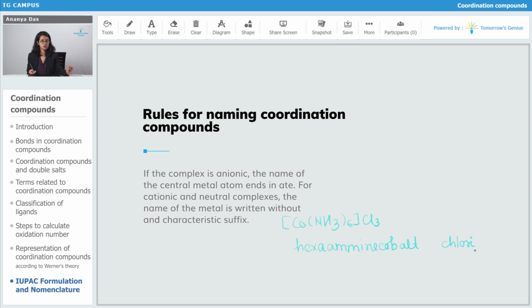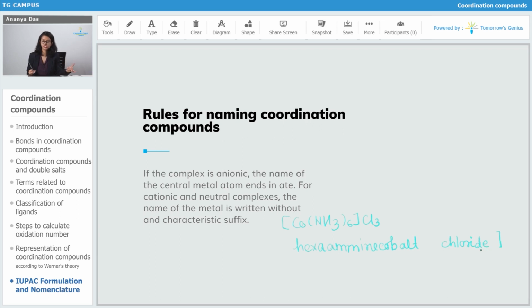Okay, naming is still not finished. This does not mean that this is the correct name. We have still some more points to add to this naming. This is a culmination of all the points we have studied till now. It's not the entire thing. So hexaamine cobalt, because the cobalt is present in a cationic complex.